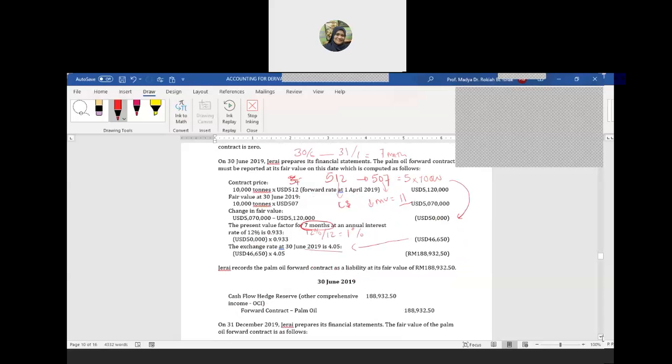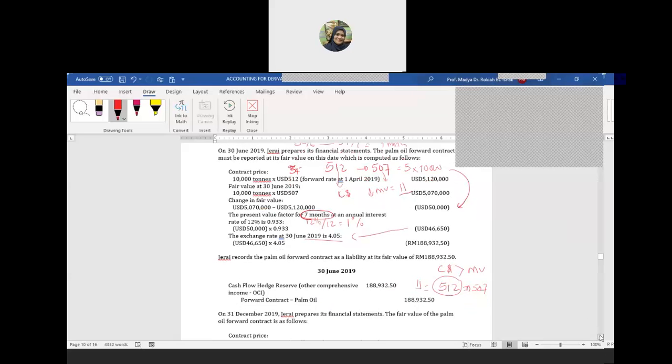So you prepare the journal entries here. Debit your cash flow hedge reserve, other comprehensive income, and then credit your forward contract. Cash flow hedge reserve here is a debit because you have a loss. Why do you have a loss here? Your contract price here is 512, but now the market value of the hedged item, the palm oil, is only 507. Your contract price is higher than market value, so you're going to have a loss. So that is what we have on the 30th of June.